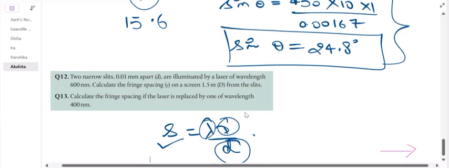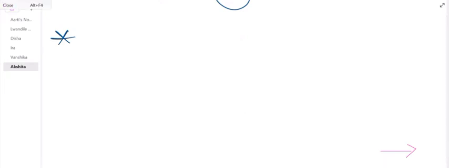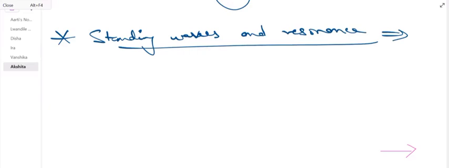Okay. And that is your C4 part. C4 is standing waves and resonance. Okay. So standing waves and resonance is the part. Now listen here very, very carefully. What are the standing waves basically?